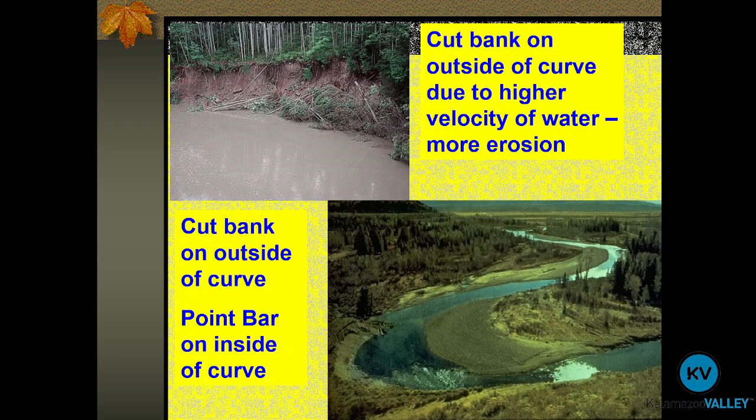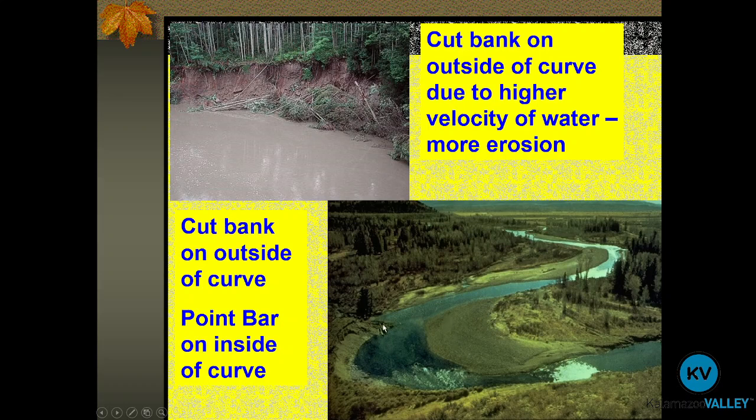And then we refer to the outside curve as the cut bank. That one's easy to remember because that weathering and erosion, that high velocity, is literally cutting away the earth. And sometimes in older, more mature rivers, you can actually see this. It's where you'll see something like this along the edge. That's how you know you're at the cut bank.